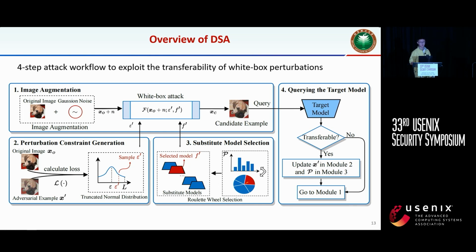So now here comes our proposed dispersed sampling attack, or the DSA attack. Our attack workflow involves image augmentation, perturbation constraint generation, substitute model selection, and also querying the target model.